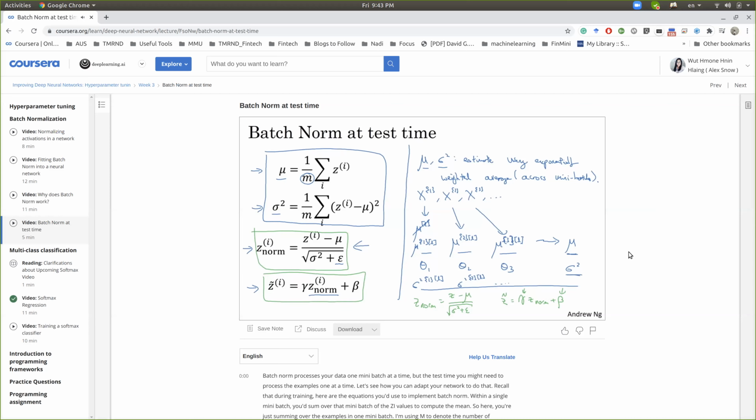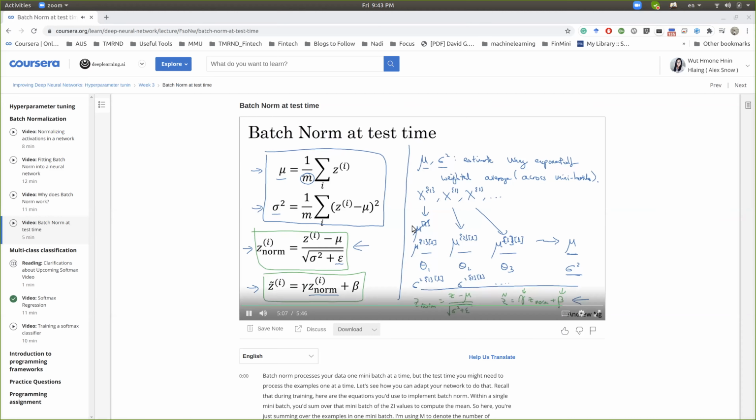And then you use those values of mu and sigma squared at test time to do the scaling you need of the hidden unit values z. In practice, this process is pretty robust to the exact way you use to estimate mu and sigma squared. So I wouldn't worry too much about exactly how you do this.